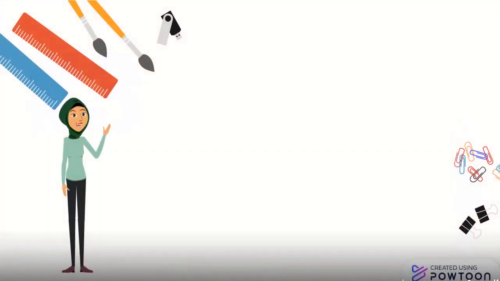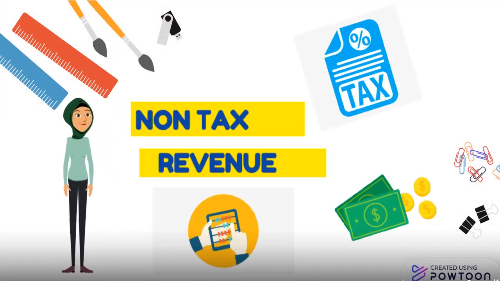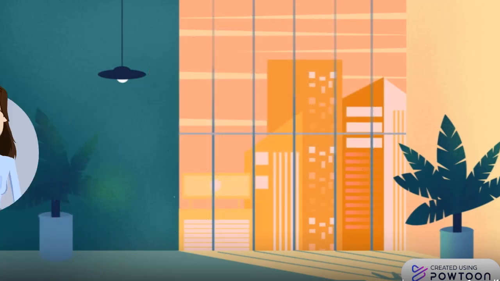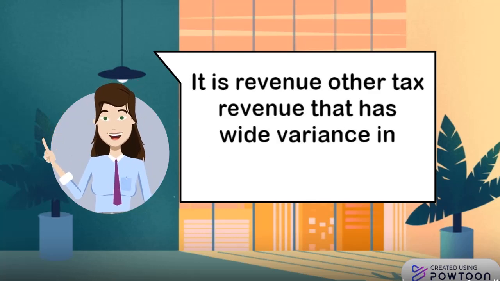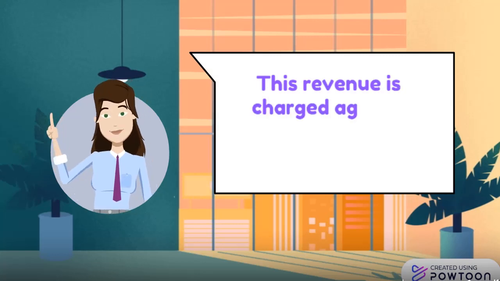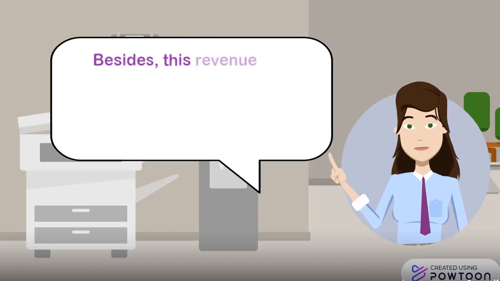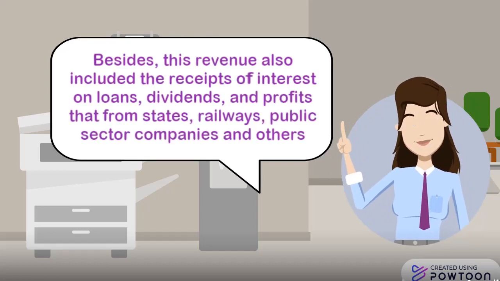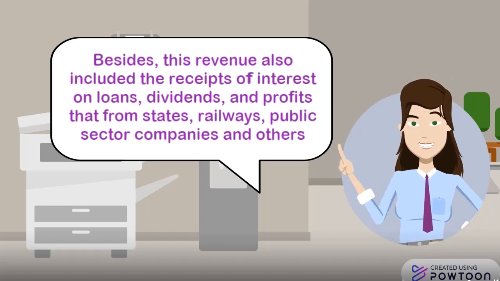Let's proceed to the next source of government revenue, which is non-tax revenue. So what is non-tax revenue? It is revenue other than tax revenue that has a wide variance in collecting revenue, which is charged against services offered by the government. Besides, this revenue also includes the receipts of interest on loans, dividends and profits from states, railways, public sector companies and others.